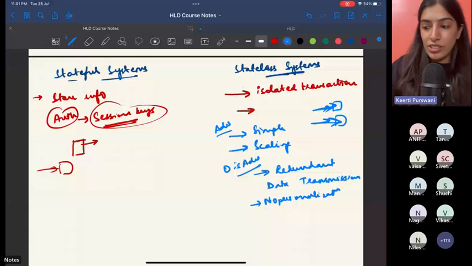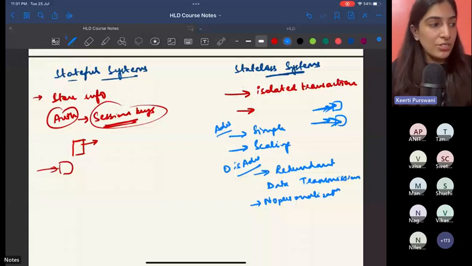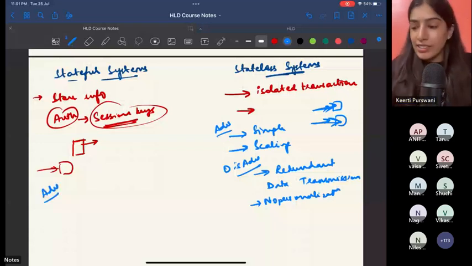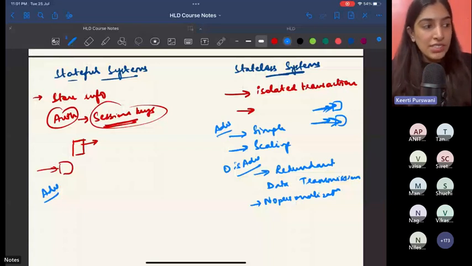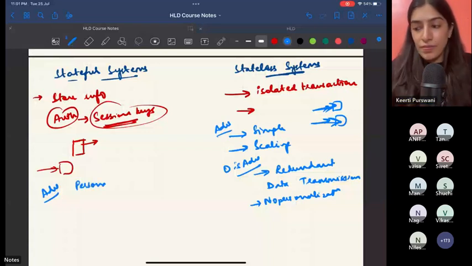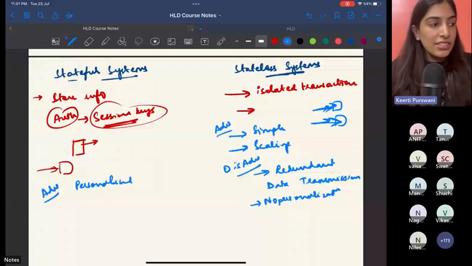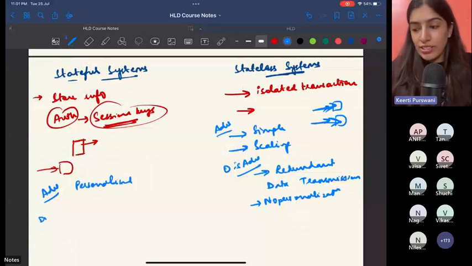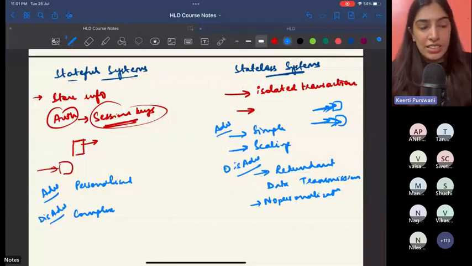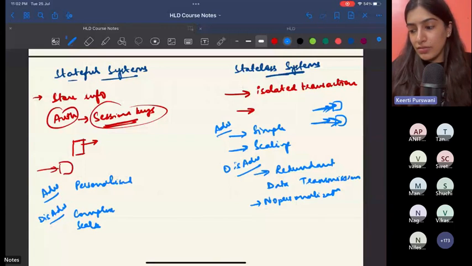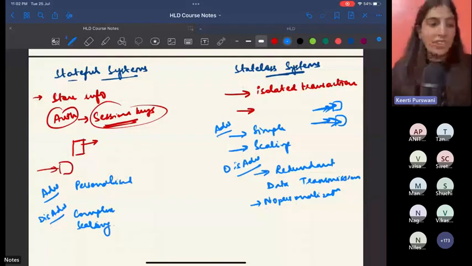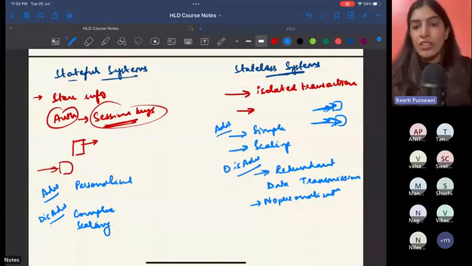Here, what are the advantages? Can someone tell me the advantages of stateful? It is efficient. It is personalized. Yes. What are the disadvantages? As we had already discussed, it is complex to handle. Very good. What else? Scalability. We already discussed this. Scaling. Sorry for the horrible handwriting, but yeah, cool.